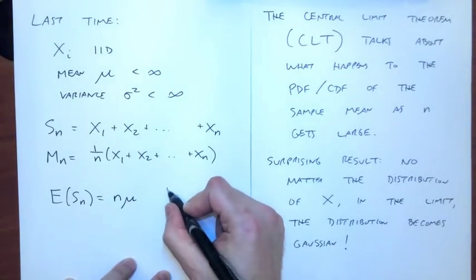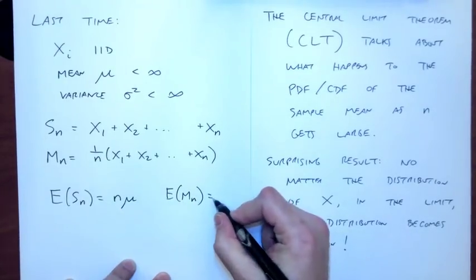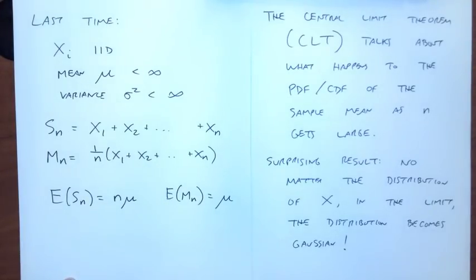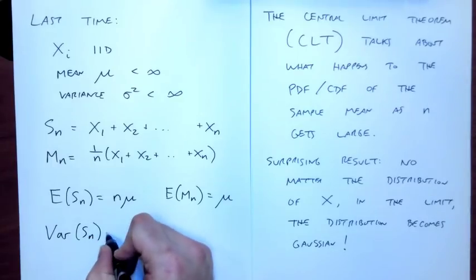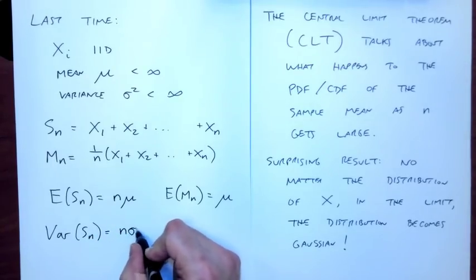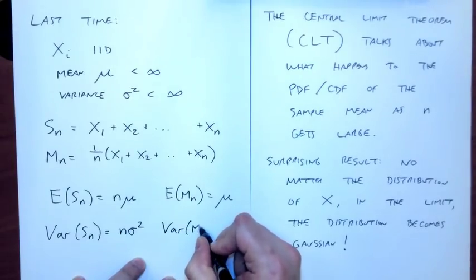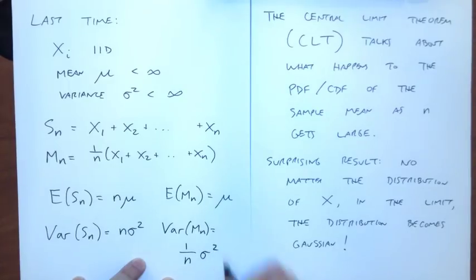And by the same token, the expected value of the mean should be 1 over n times this. So the expected value of the average is just the mean, right? That makes sense. And then the variance of the sum we showed was n times sigma squared, and the variance of the mean was 1 over n times sigma squared.